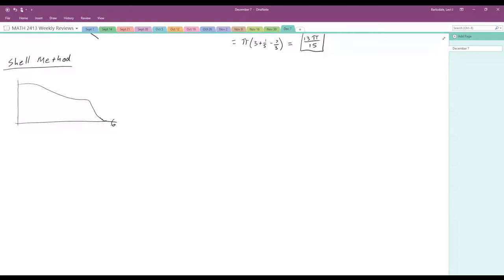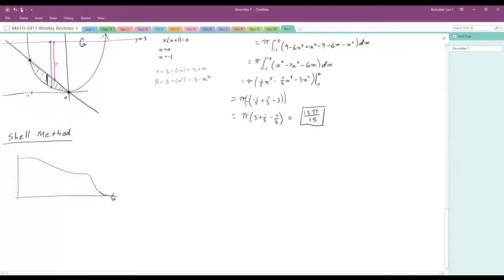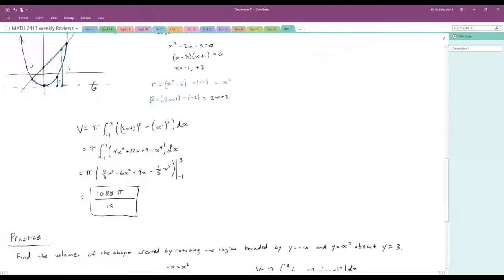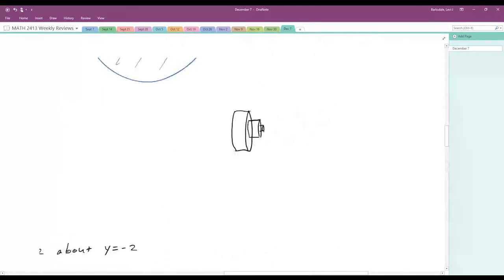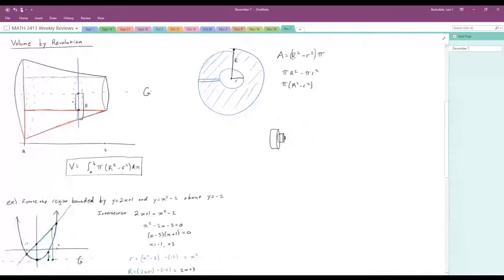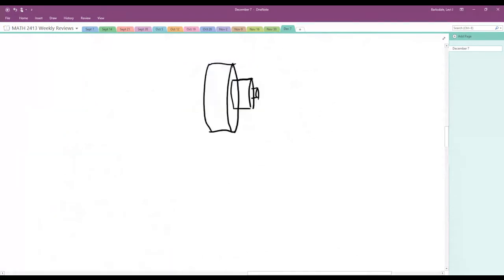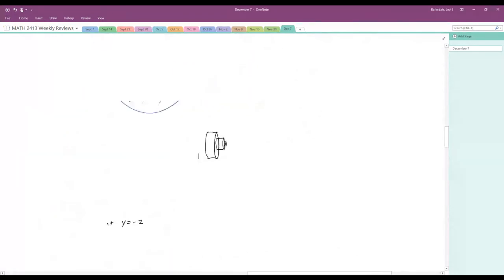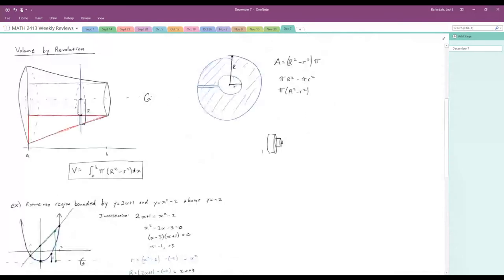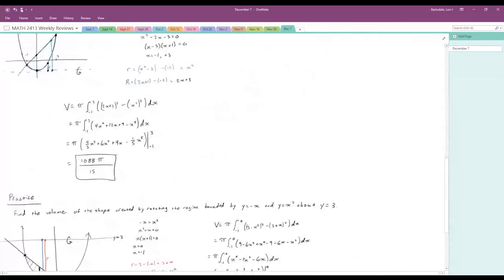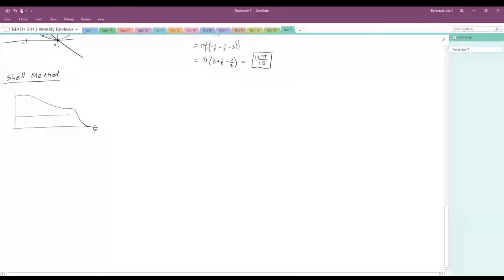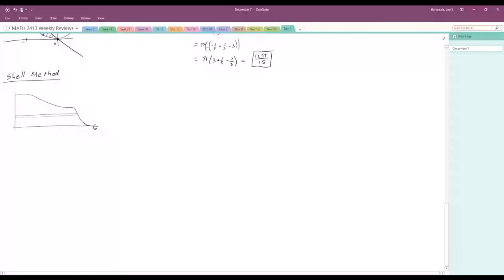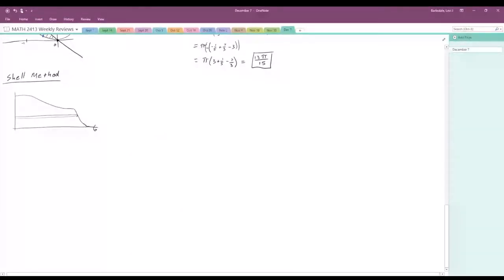So if you'll remember from the washer method, what we did is we kind of put our cylinders together like this. And that's a perfectly good way to do it. The shell method, instead of putting the cylinders together like this, actually puts cylinders together in, okay, this one's a bit harder to draw, like so. So if we have a horizontal bar right here, what we can do is we can turn this into a cylindrical shell right here.